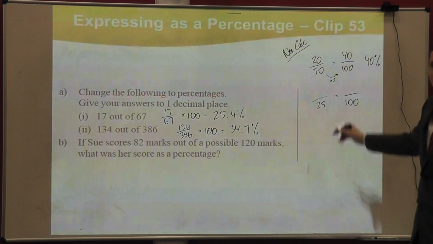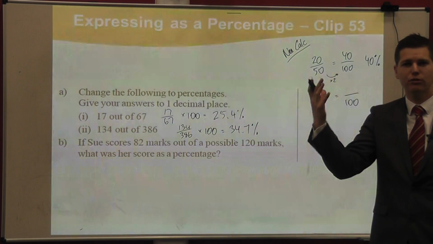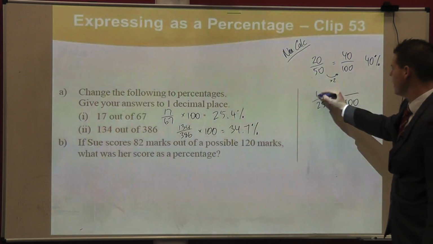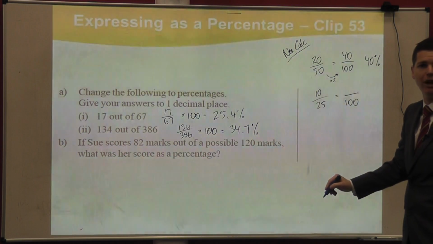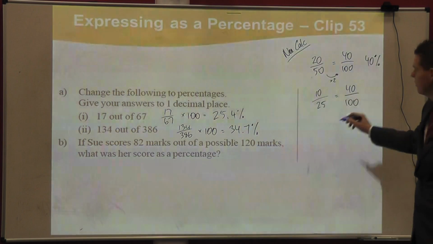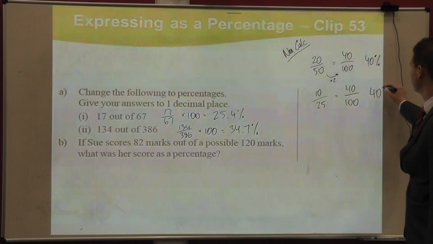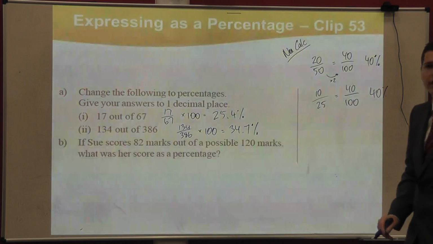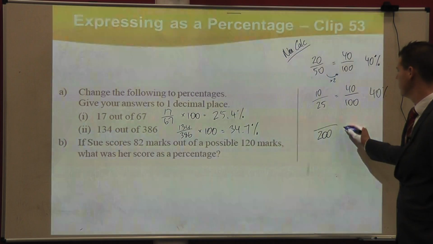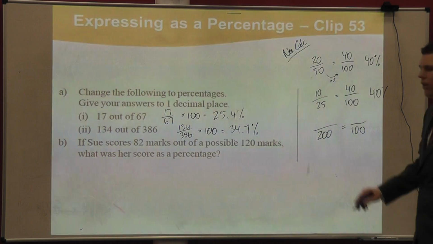You can see, regardless of what goes on top, that to change 25 into 100, I've timesed it by 4. So if this was 10 out of 25, times it by 4, becomes 40 out of 100. So again, 40%.